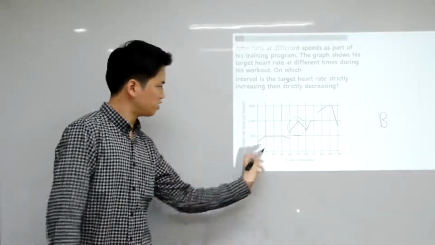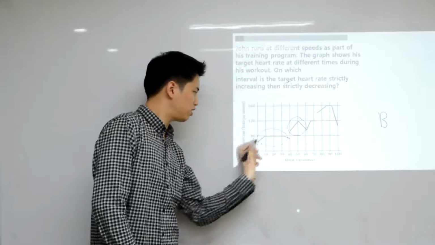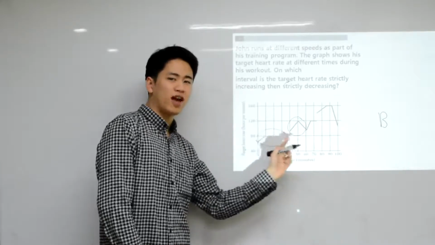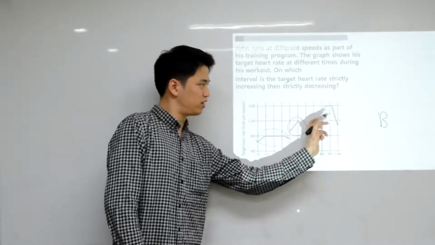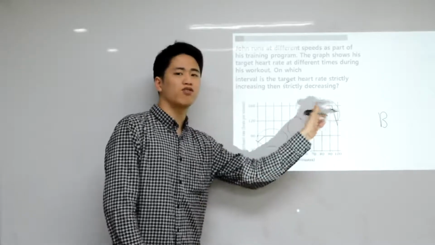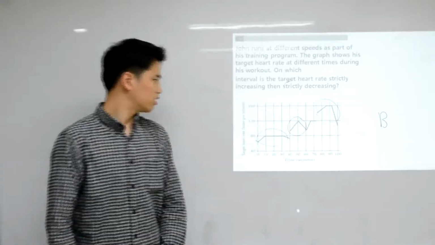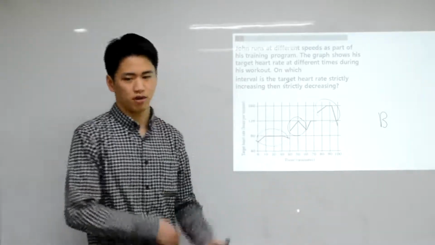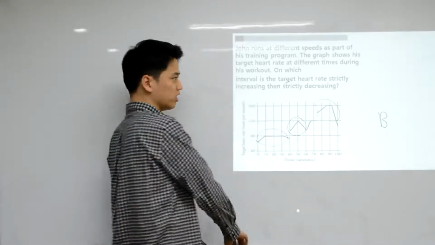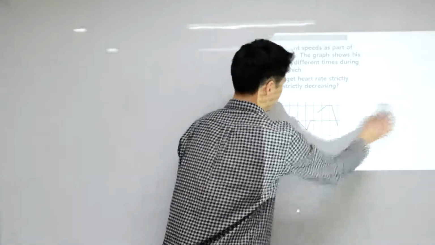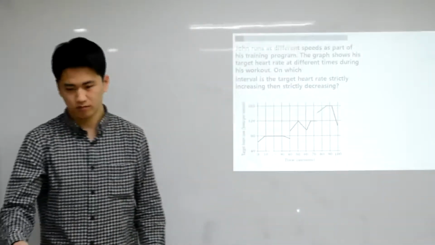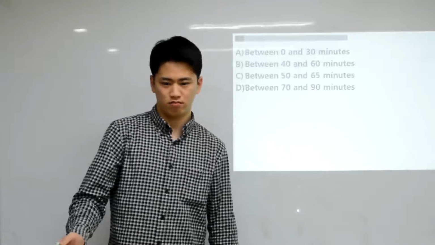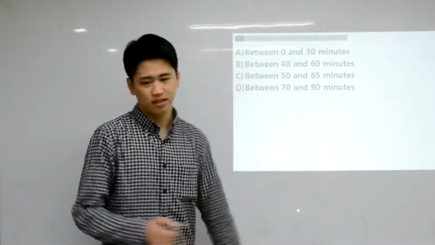All the other possibilities, like for example here, it's strictly increasing, but then it's flat and then strictly decreasing. Or here, it's strictly increasing, but then it's flat and then it's decreasing. Or you can think of it as just increasing and then strictly decreasing, but it's not strictly increasing, then strictly decreasing. So the answer was B.